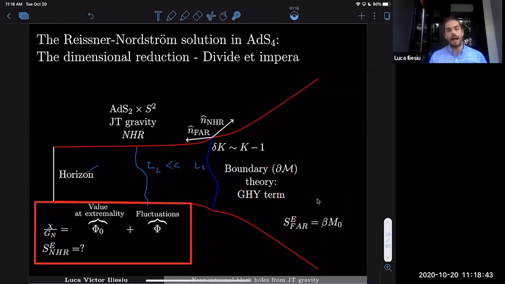So presumably what would happen is that the results shouldn't change, right? This blue curve was chosen arbitrarily. So if I move it anywhere, it should be the same.